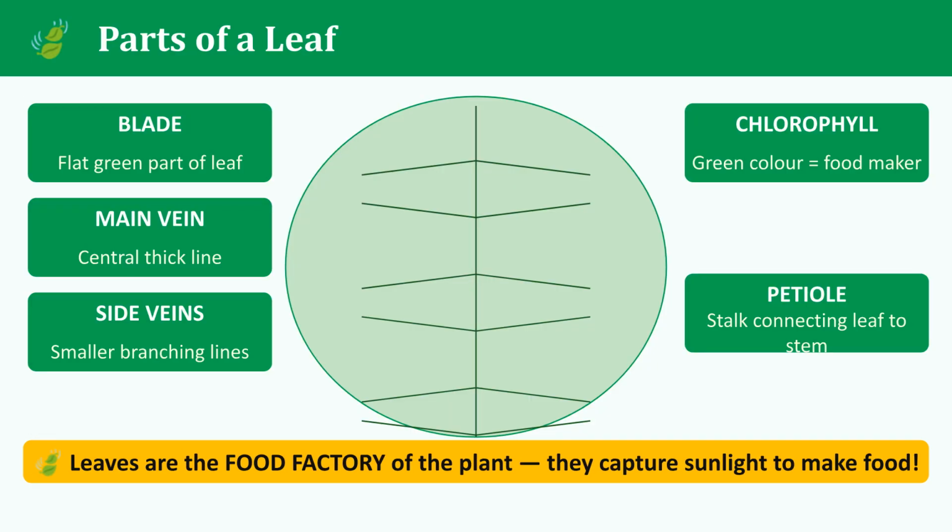Now let's observe a leaf carefully. A leaf has several important parts. The broad green part is called the blade. This is where food is prepared. The thick line running through the center is the main vein. It provides support. The smaller branches are called side veins. They carry water and food. The leaf is green because of a pigment called chlorophyll. Chlorophyll captures sunlight. Finally, the petiole is the stalk that connects the leaf to the stem. Remember one important sentence. Leaves are the food factory of the plant.